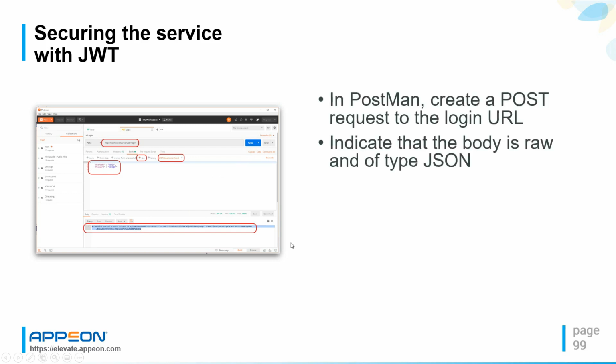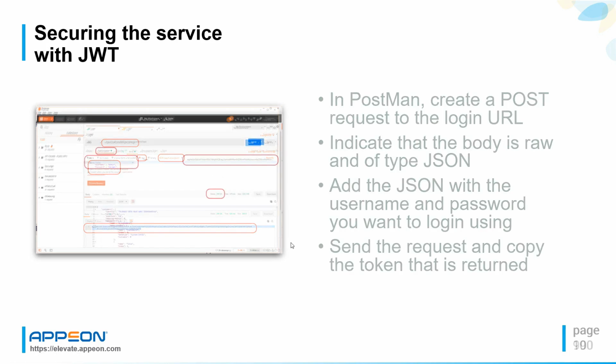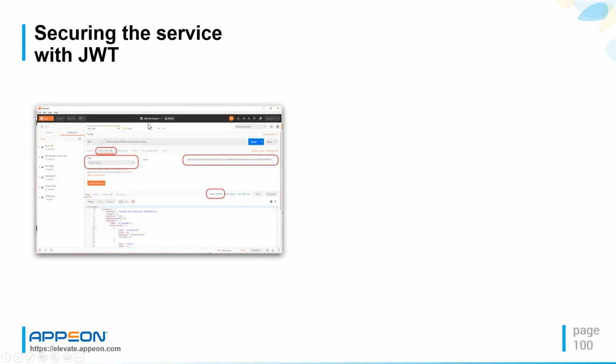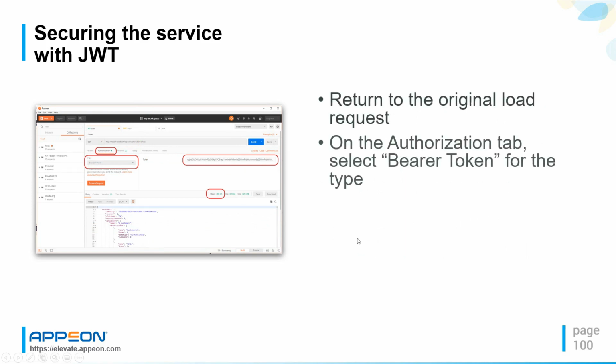I copy that bearer token back into the original service call. I go to the authentication tab, indicate that I have a bearer token, paste it in, hit the load method, and now I get the data back. So now I am able to call it because now I have authenticated to the service.